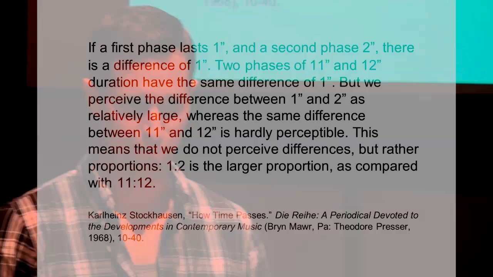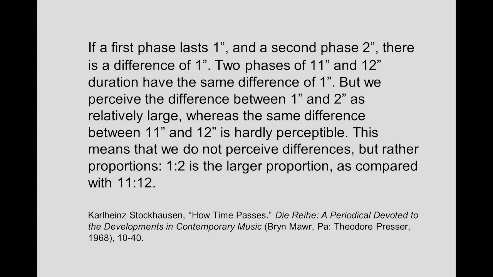This quote from Stockhausen argues for an awareness of temporal phenomena around polarity. I'll just read it very quickly. If a first phase lasts 1 second and the second phase 2 seconds, there is a difference of 1 second. 2 phases of 11 seconds and 12 seconds duration have the same difference of 1 second. But we perceive the difference between 1 and 2 seconds as relatively large, whereas the same difference between 11 and 12 seconds is hardly perceptible.